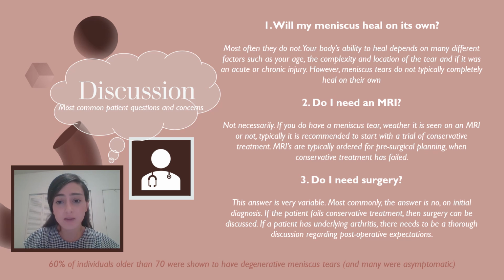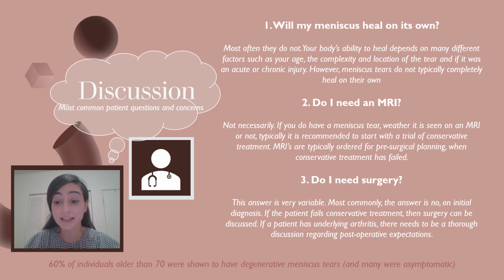There are some prognostic indicators suggesting better healing potential, such as the location, if it's more on the periphery, the size, if it's smaller, the patient's age, if the patient's younger, and the acuity. If the injury was acute, all of those are better prognostic indicators for better healing potential. But since the meniscus is pretty avascular, pretty low likelihood that it'll completely heal on its own.